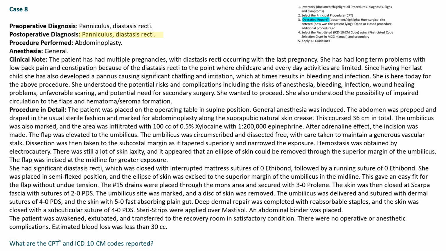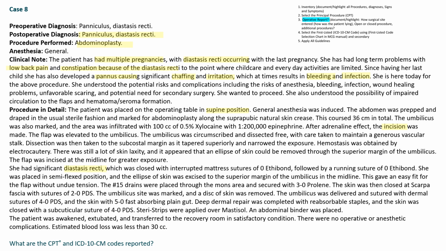Panniculus, diastasis recti, abdominoplasty, multiple pregnancies, diastasis recti occurring with the last pregnancy. Just want you to note that. Patient has low back pain, constipation, chafing, irritation, bleeding, and infection. The patient was lying in supine position.